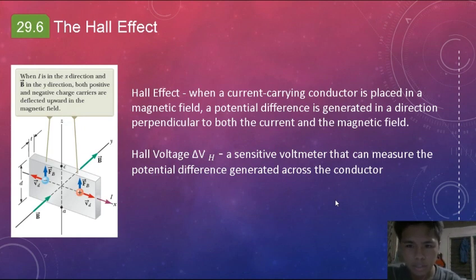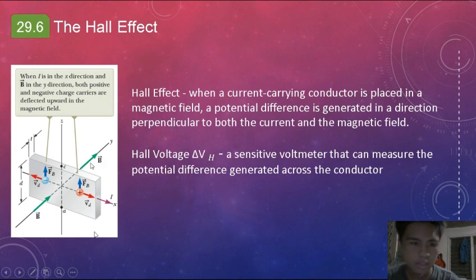The Hall effect is when a current-carrying conductor is placed in a magnetic field. A potential difference is generated in a direction perpendicular to both the current and the magnetic field. This phenomenon was first observed by Edwin Hall in 1879, which is known as the Hall effect.